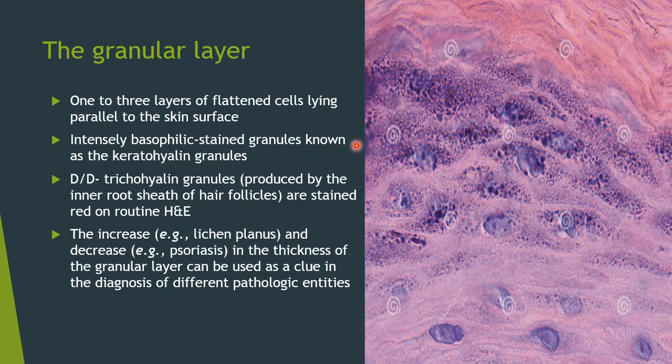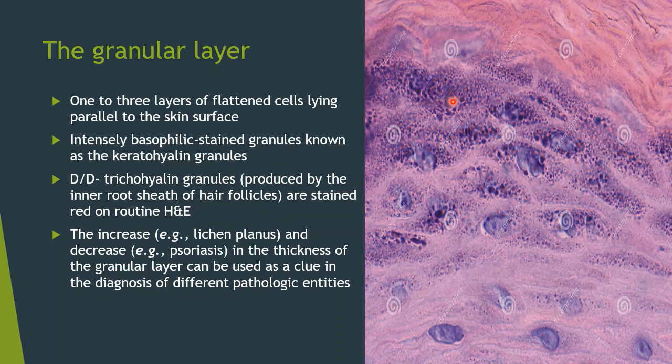Coming to the granular cell layer, these are 1 to 3 layers of flattened cells lying parallel to the skin surface over the stratum spinosum. They have in their cytoplasm rich basophilic granules, which are called the keratohyalin granules. These keratohyalin granules should be differentiated from the trichohyalin granules, which are red in color in the routine H and E sections, and they are produced from the inner root sheath of the hair follicle.